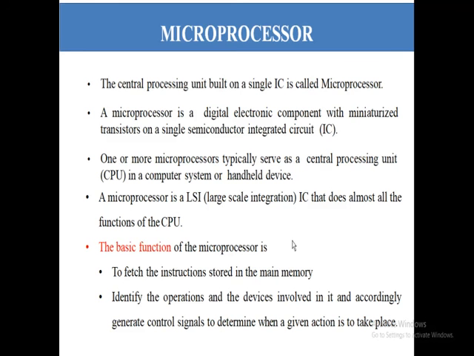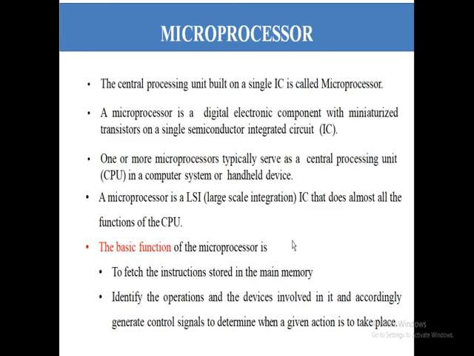And in this microprocessor, we are using large scale integration ICs. The main function of a microprocessor is to fetch the instruction stored in the main memory, identify the operation and device involved in it, and accordingly generate the control signal to determine when a given action is to take place. So what is the main function of a microprocessor?